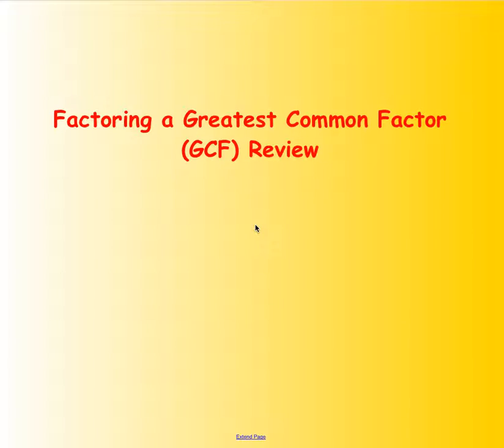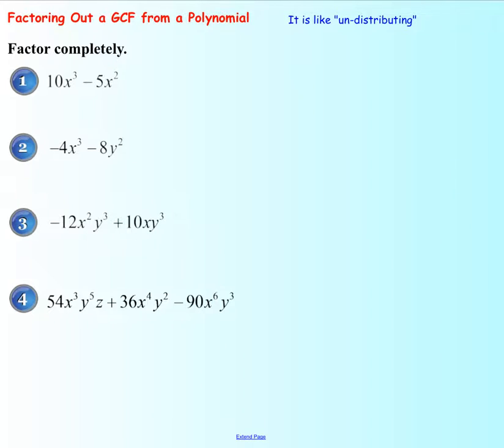This video is intended to be a quick review of factoring a greatest common factor, or GCF. So we've got 5 problems here, and factoring out a GCF, again, is just like undistributing. You learned how to distribute terms into parentheses back in algebra, so now you're kind of undoing that.